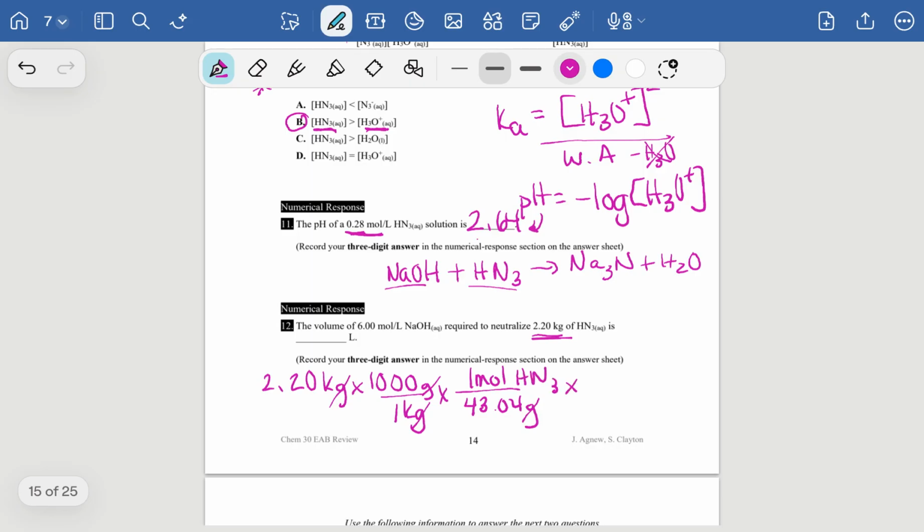the acid. From the moles of the acid, I want to now turn that into moles of the base. So that will just be that 1 mole of the base over 1 mole of the acid. And then I can use that concentration. I want liters on the top and our moles in the denominator. Plug that all in, and I will see my answer here is 8.52 liters.